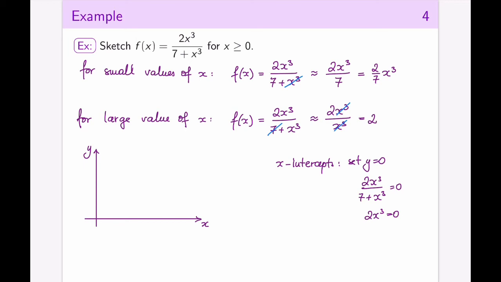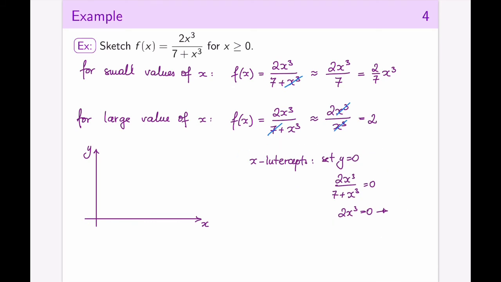Now I can divide both sides by 2, take cube roots, and notice that the only solution to this equation is going to be x equals 0. In order to compute y-intercepts, I am going to set x to be 0. That's the easier procedure because I literally plug in 0 everywhere in here. So what am I going to get? Y is equal to 2 times 0 cubed divided by 7 plus 0 cubed. I have 0 divided by 7, which of course is just 0.